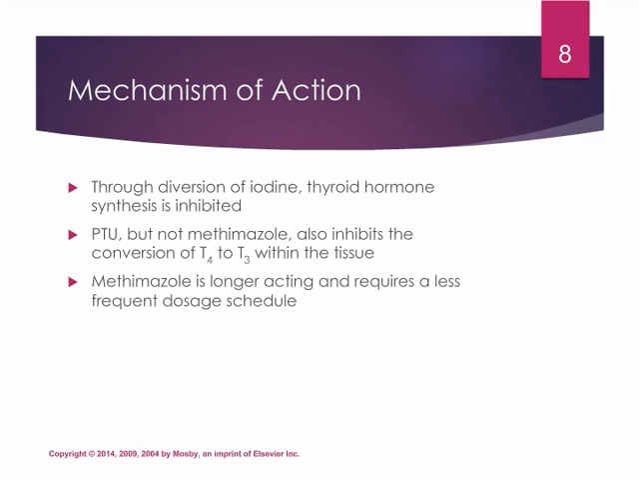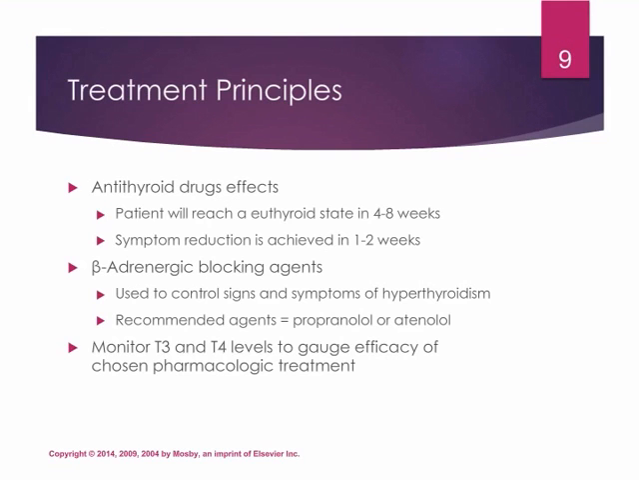Methimazole is the preferred agent, however, because it's longer acting and it requires a less frequent dosing schedule. So if a practitioner moves to an anti-thyroid drug, methimazole, also called Tapazole, is the one that we will more commonly see. Anti-thyroid drugs will exert their effects such that patients will reach a euthyroid state in about 4 to 8 weeks, but they will begin to have a reduction in their symptoms of hyperthyroidism in about 1 to 2 weeks.